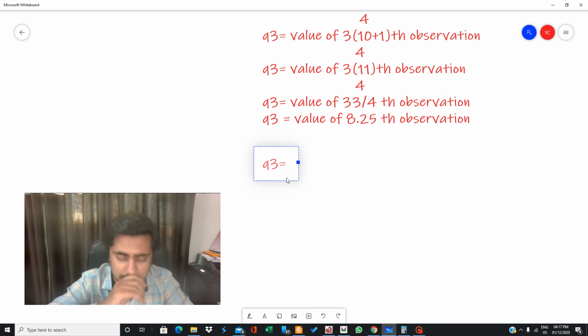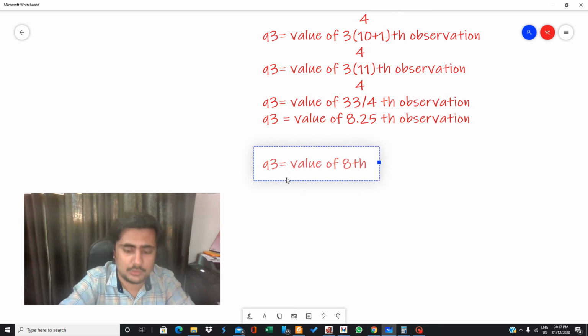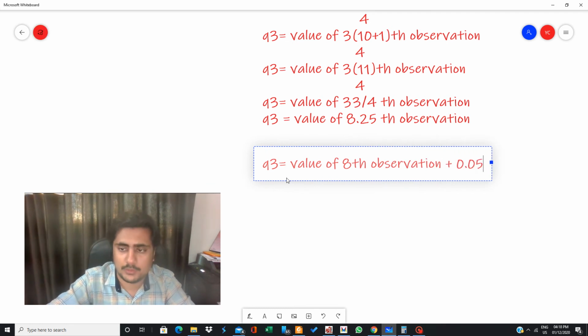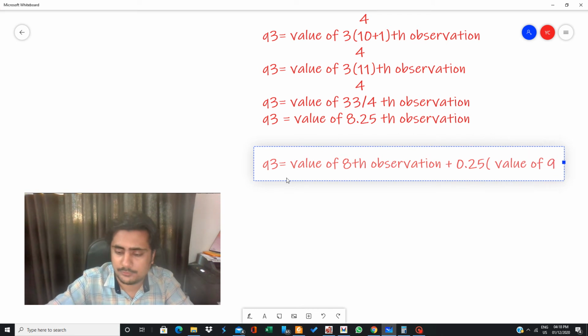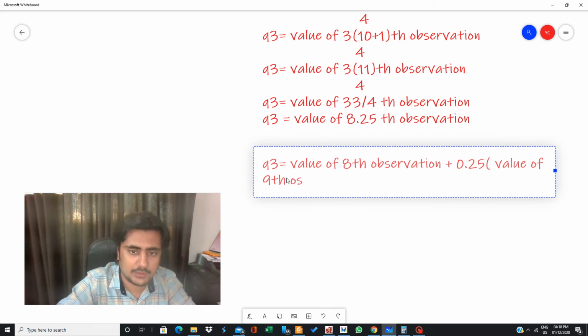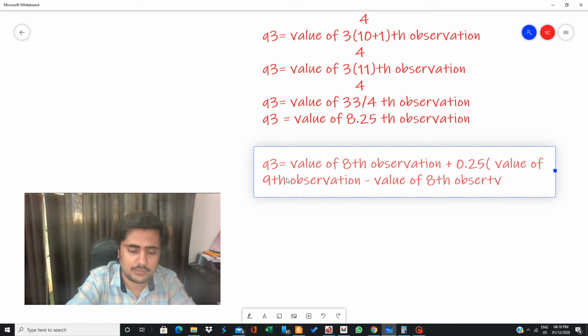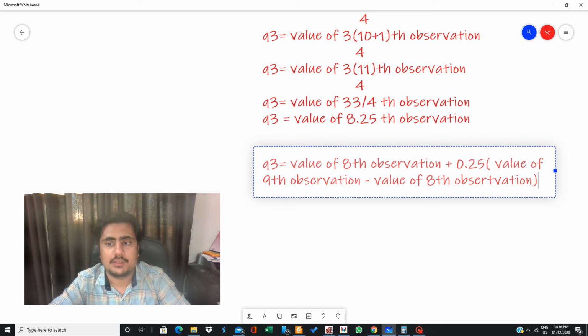Q3 is the value of... now, how to find the 8.25th observation? So Q3 is the value of the 8th observation plus 0.25 times the value of the ninth observation minus the value of the 8th. This is the value of the ninth observation minus the value of the 8th observation.